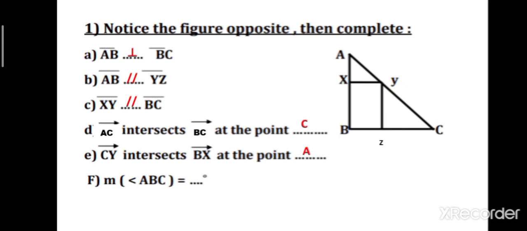Finally, number F, measure angle ABC. So here is the angle ABC. We notice now that it forms a right angle with measure 90 degrees.